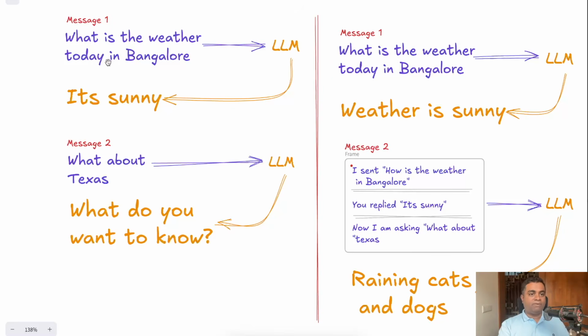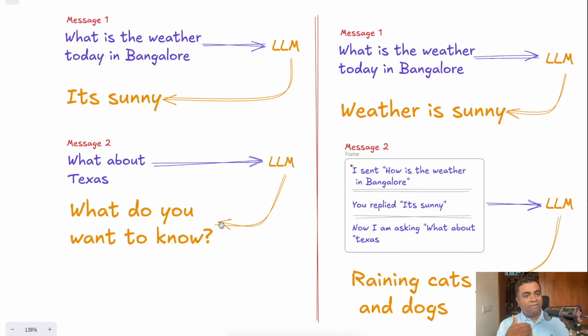You first say, what is the weather today in Bangalore? The LLM replies back, it's sunny. Whether it can do it or not is a second question. It replies back saying it's sunny. Now, you have a follow-up message and then you say, what about Texas? Now LLM says, what do you want to know about Texas?